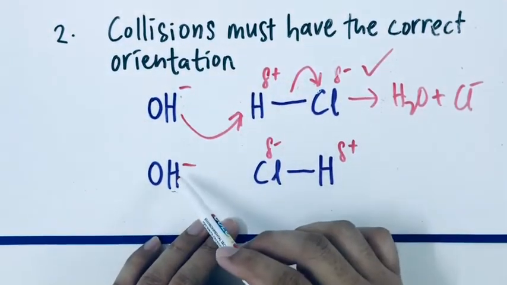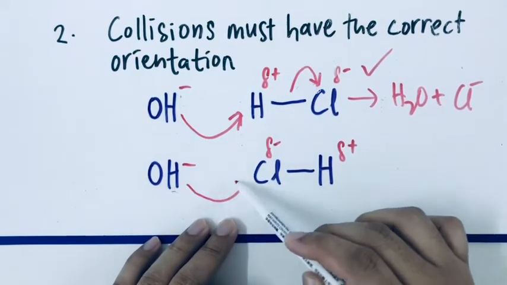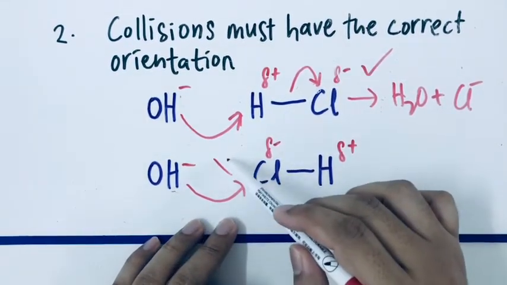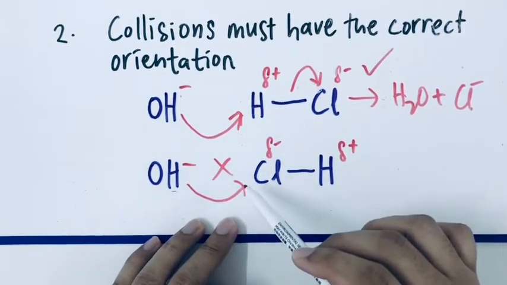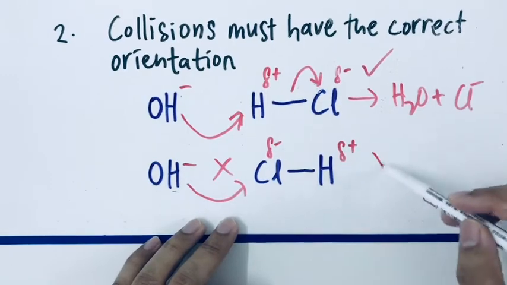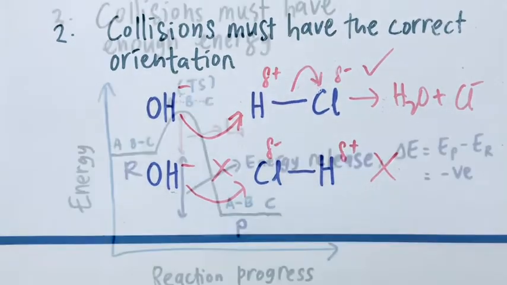When we have OH minus approaching a negatively charged site here, no attraction will happen. There will be repulsion between the molecules, between the anions, so there will be no formation of products.